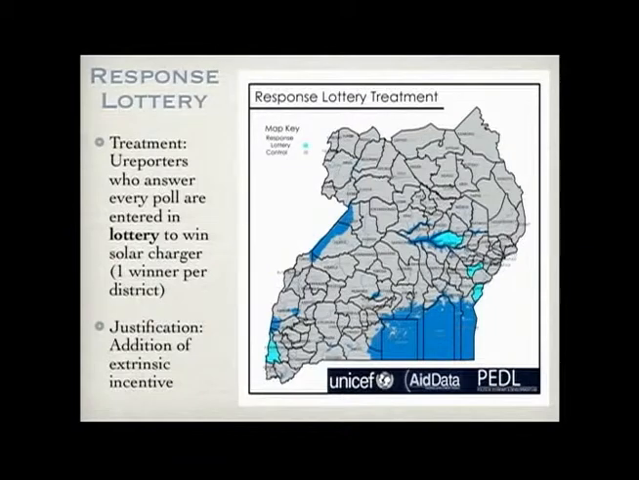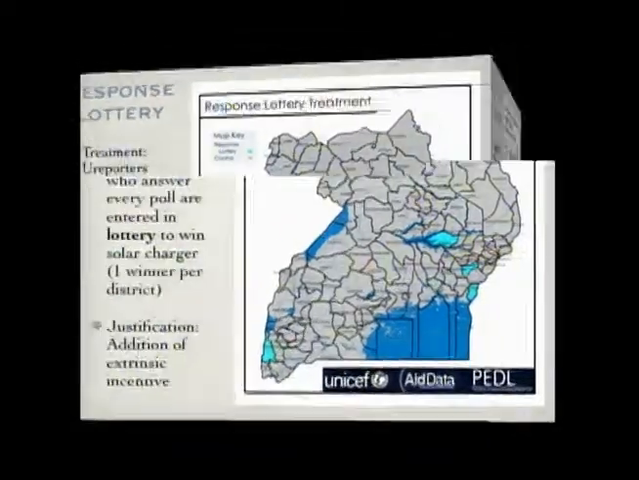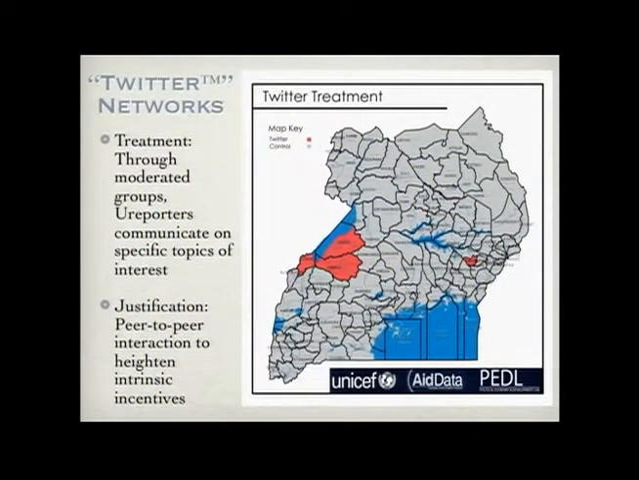We also did a lottery. We told them that if you answer all of our polls, we'll enter you into a lottery to win a Google Solar Charger. So here we were able to separate much more cleanly the intrinsic from the extrinsic. And finally, with apologies to Twitter, we organized them into groups so they could talk to each other about themes that matter to them. So there was an education group, a health group, a child and youth group, right? So there was a set of groups that they could affiliate with. We told them about them, and during those few months of July and August, they had interactions.